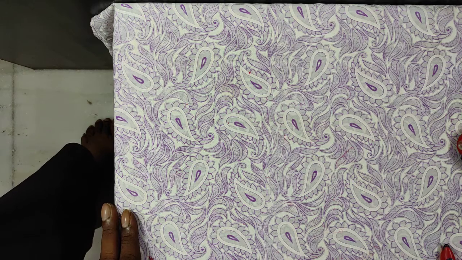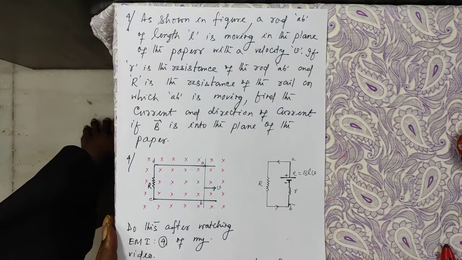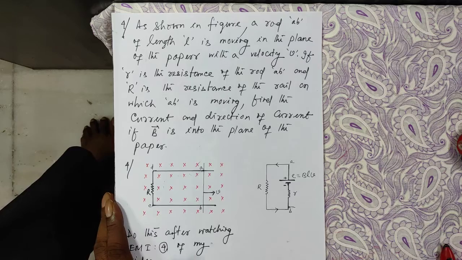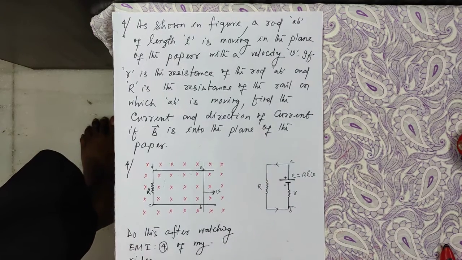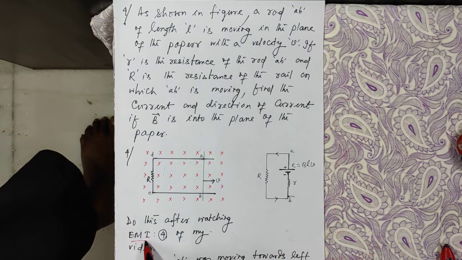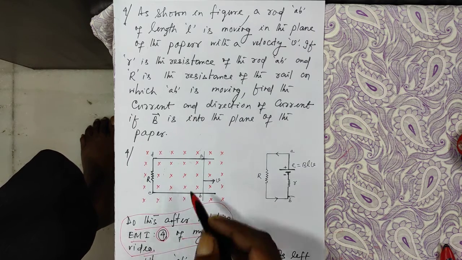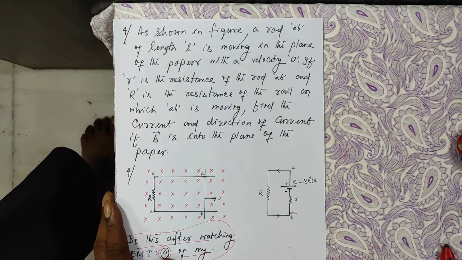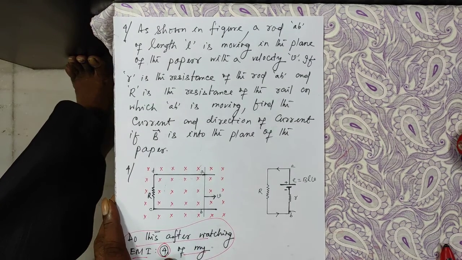Now the fourth one is very, very important. Before you do this, you must go through my EMI, electromagnetic induction lesson 4 in my previous video. After doing this, then look at this numerical, very, very important. I tell you time and again.